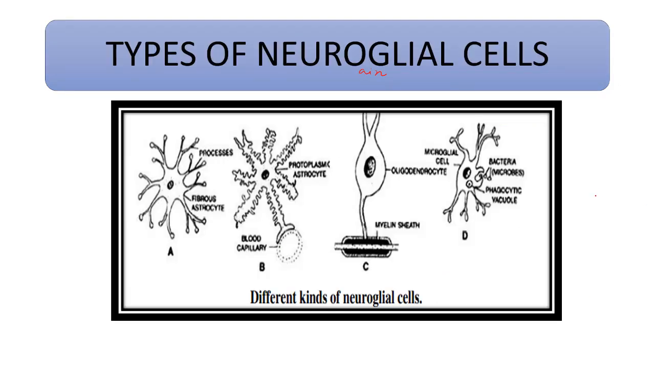Types of neuroglial cells: astrocytes, protoplasmic astrocytes. Different kinds of neuroglial cells include oligodendrocyte, and this is the last, microglial cells.